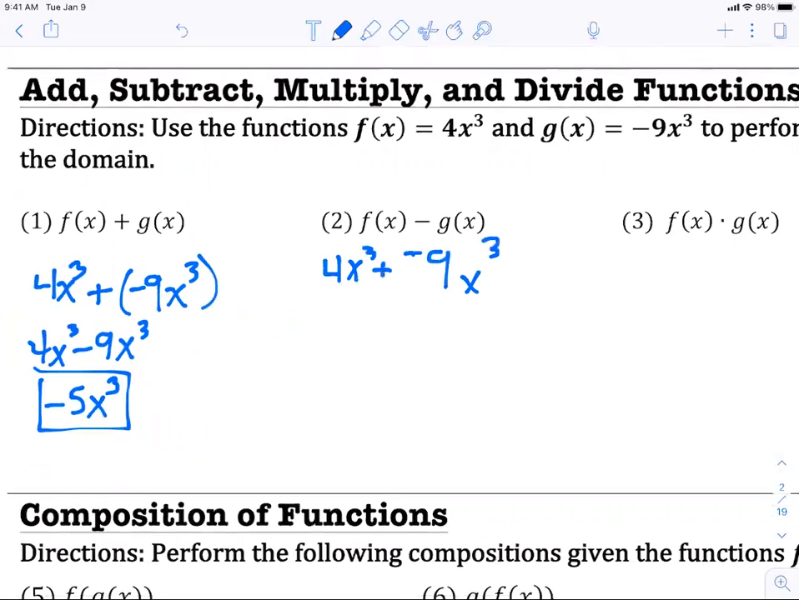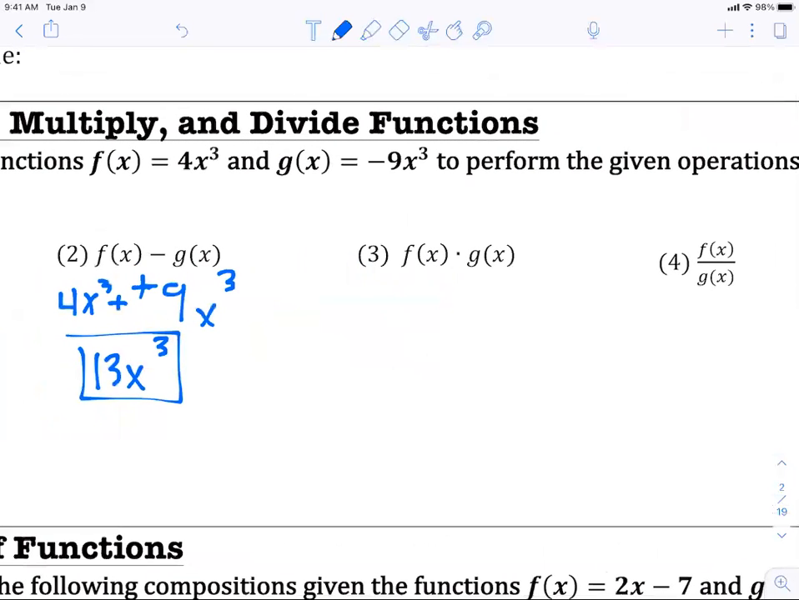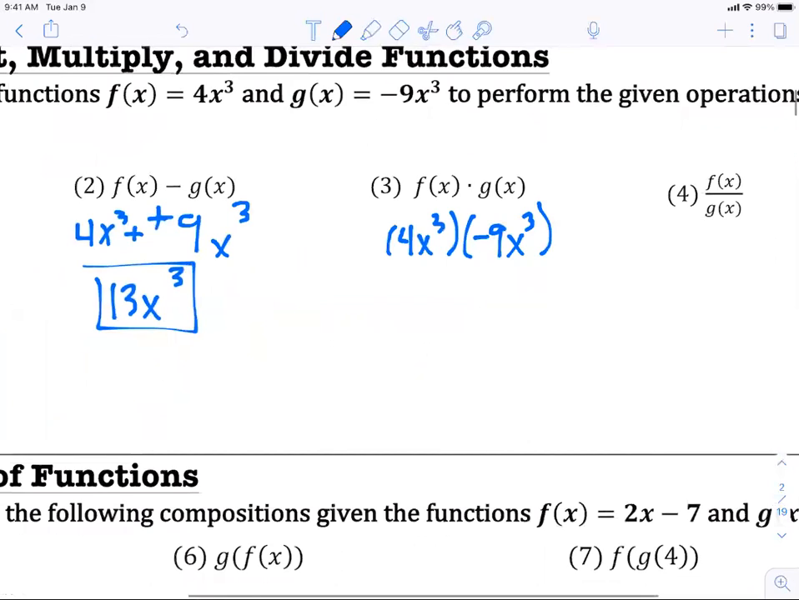Now here, when I subtract a negative, that's technically the same thing as addition. So 4x cubed, adding 9x cubed to that. Those are like terms because they have the same variable and same exponents, so we add their coefficients and we're left with 13x cubed. Multiplication is exactly the same kind of process as normal multiplication. Take 4x cubed, but here we're going to multiply it by negative 9x cubed. We multiply the numbers together: 4 times negative 9 is negative 36.